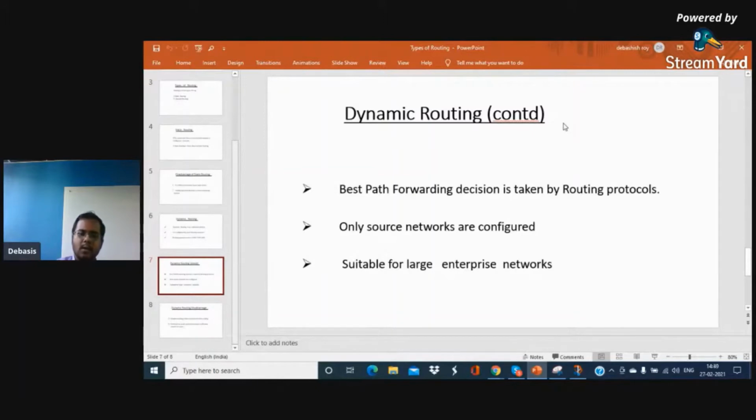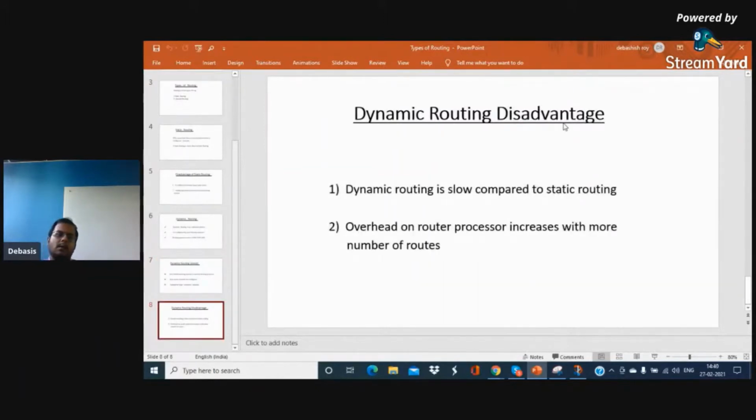But dynamic routing also has some disadvantages. Dynamic routing is slow compared to static routing because it involves so much processing that the overhead on the router processor increases with more routes. So dynamic routing is slower, but it is advantageous in large enterprise networks. These are the types of routing that I've already discussed, static routing and dynamic routing. And I can also show you how to configure static routing in Cisco Packet Tracer.